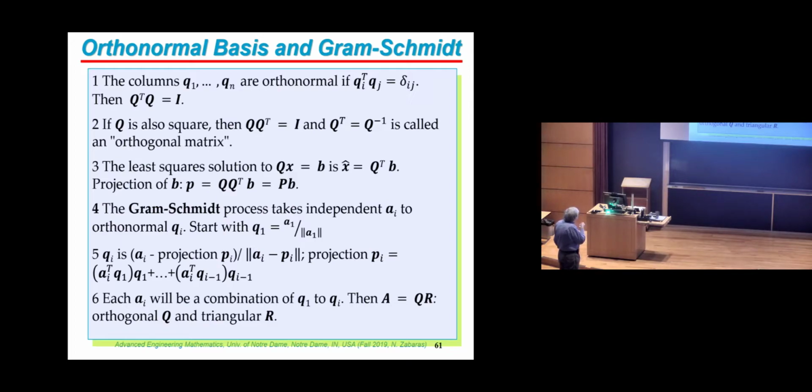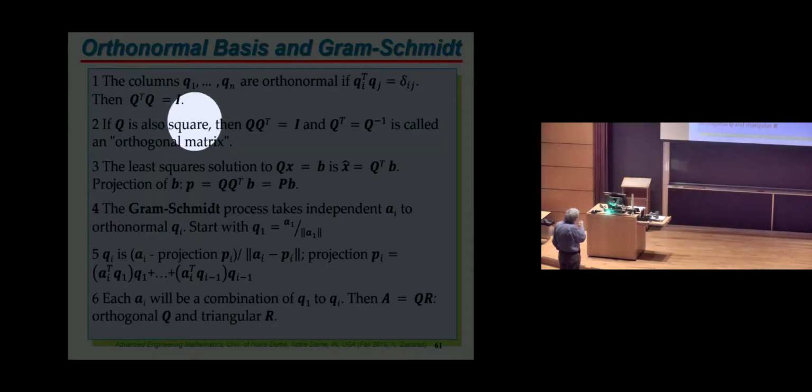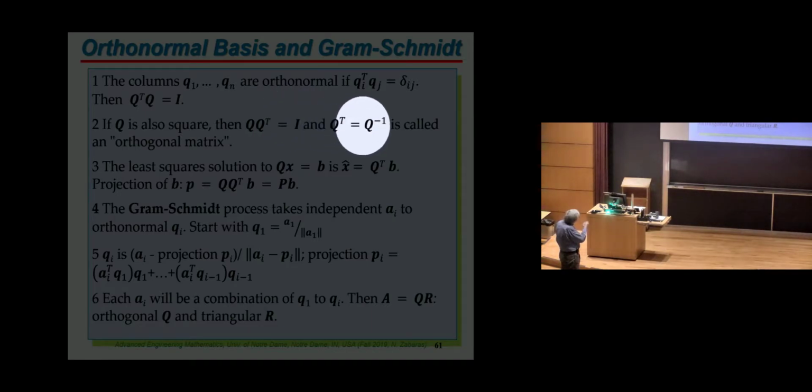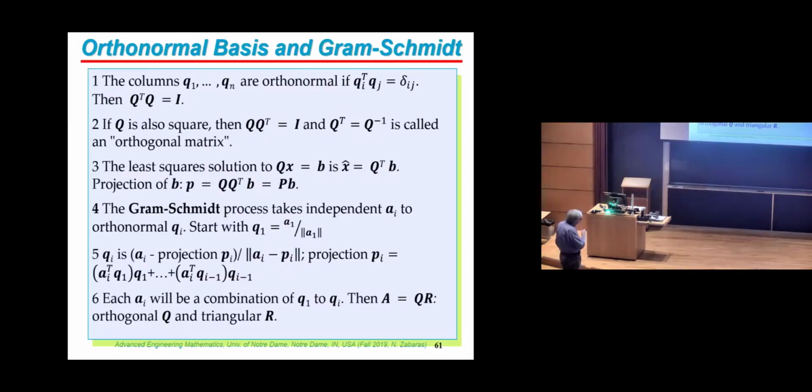Now, if by a miracle Q is square, then not only Q transpose Q equals I, but Q Q transpose is equal to I. So basically, the inverse of Q exists, and the inverse of Q is the same as Q transpose. You can see it from playing with these two equations, right? Here Q transpose is the left inverse, here is the right inverse, but if the matrix is square, they are the same, and Q transpose is equal to Q to the minus 1, and only then we call this matrix an orthogonal matrix.